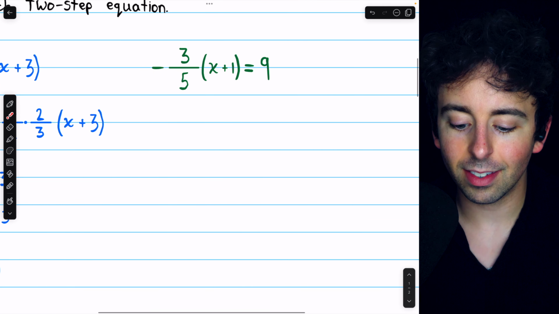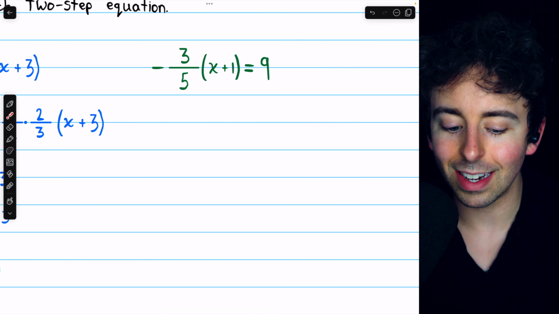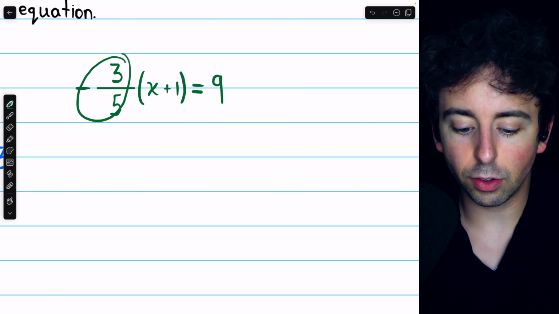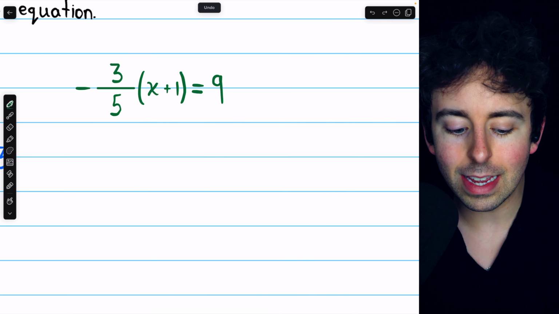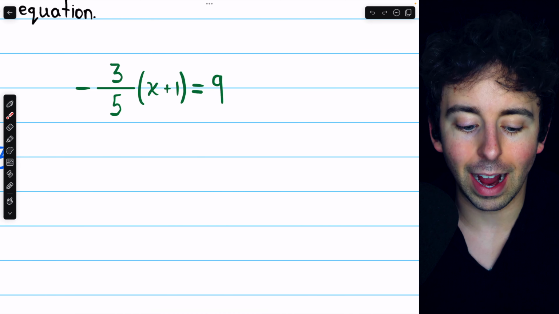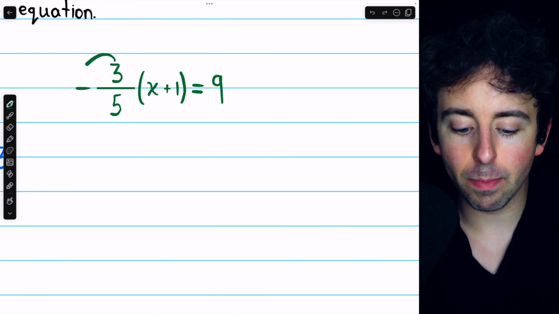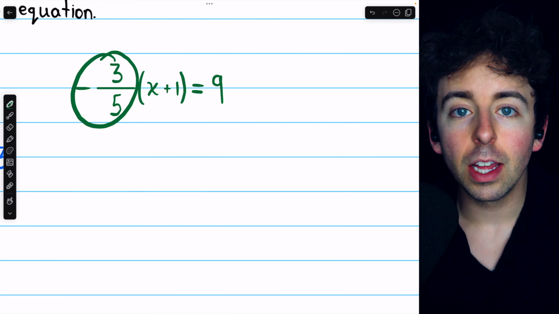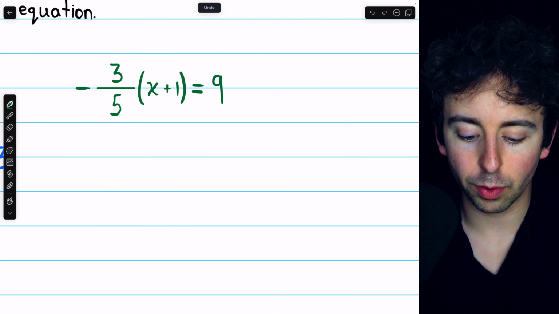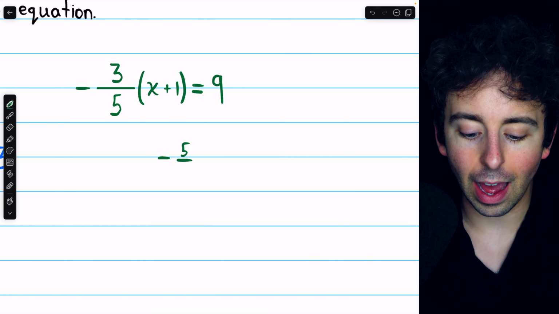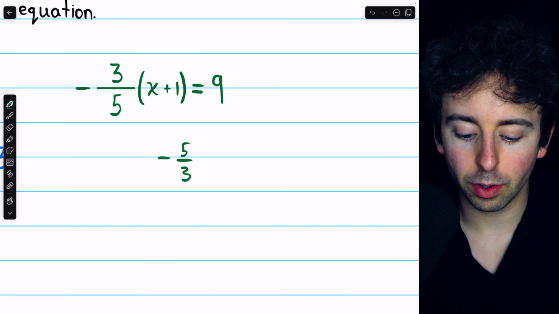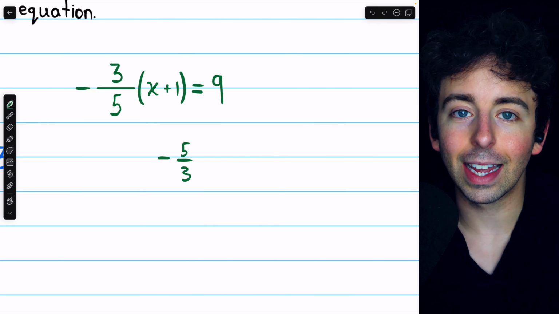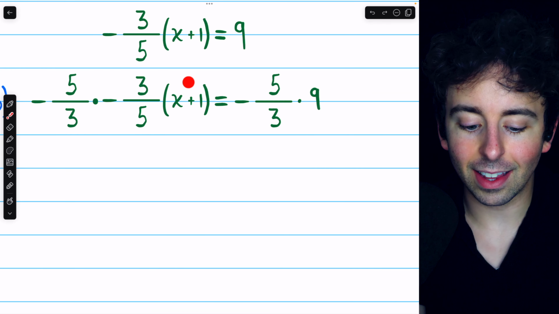Negative 3/5 times x plus 1 equals 9. Again, we could distribute this fraction through the parentheses, but it would definitely be easier to just get rid of the fraction. And we can do that by multiplying by its reciprocal. The reciprocal of negative 3 over 5 is negative 5 over 3. So we'll multiply the left side by negative 5 over 3 and the right side by negative 5 over 3. And that gets us here.